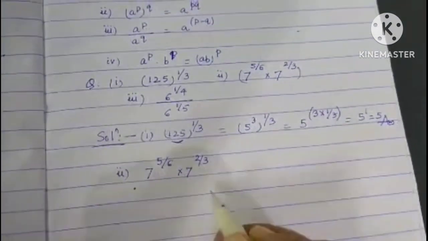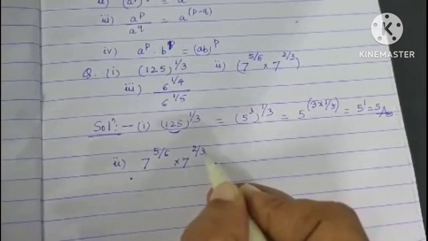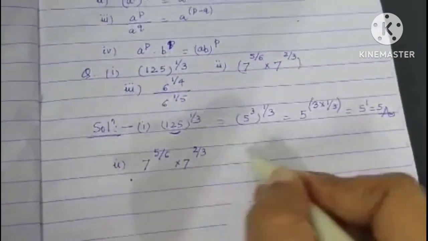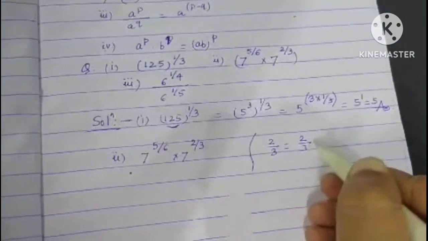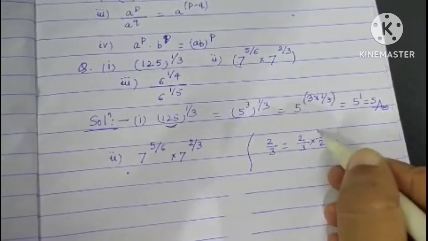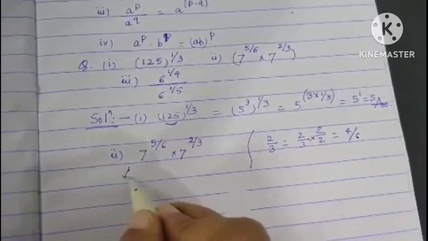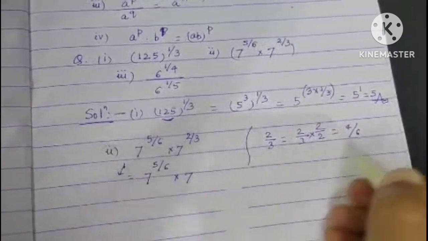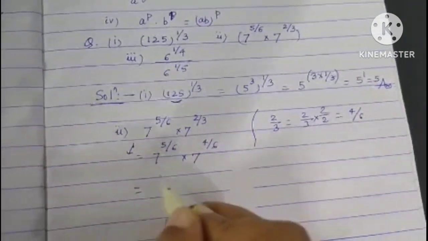Okay, next one, 7 to the power 5 by 6 multiplied by 7 to the power 2 by 3. Here the catch is this is 2 by 3 and this is 5 by 6. You convert it to the same denominator. So I am writing 2 by 3 is equal to 2 by 3 multiplied by, we need 6 in the denominator, so multiplied by 2, so 4 by 6 basically. 2 by 3 equals 4 by 6. You can rewrite it as 7 to the power 5 by 6 multiplied by 7 to the power 4 by 6.